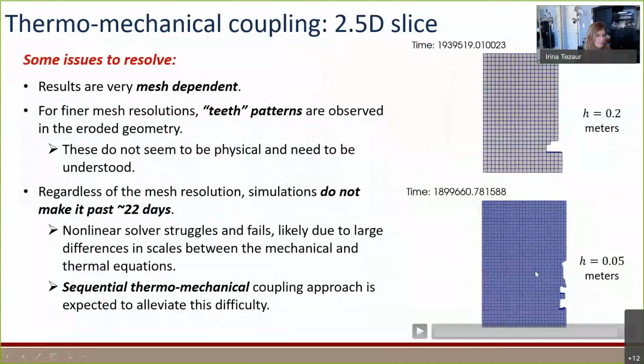Another issue is that for the finer resolutions, we get these teeth-like patterns at the bluff face. That's something else we're trying to understand. This does not seem to be physical, so we're trying to see if this is maybe due to how the boundary conditions are applied or how they're processed.